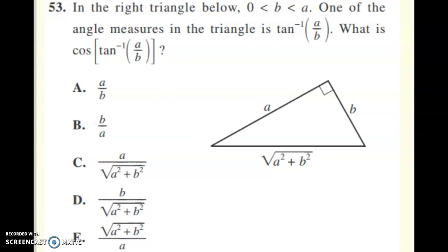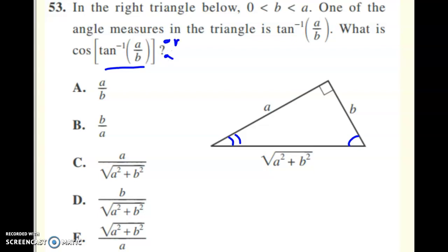Alrighty, on this particular question, I'm going to start on the inside and work my way out. So basically, we have tan minus 1 of A over B. That's going to get us the measure of one of the angles. Remember, inverse tan takes a ratio and then gets you an angle. The trick is which angle is it, right? Sin, cos, tan are always for the two little acute angles. Tan is opposite over adjacent.